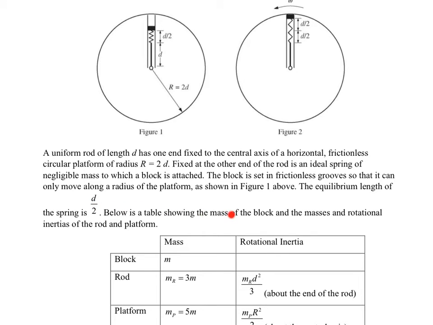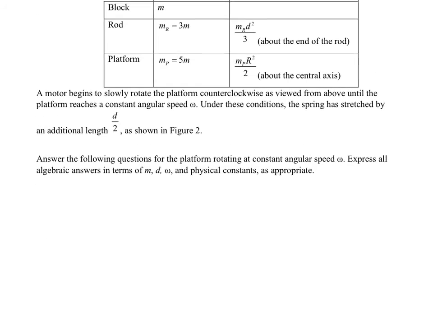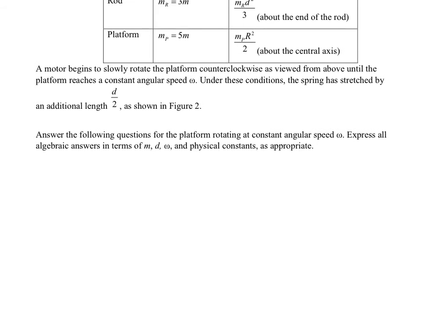Below is a table showing the mass of the block and the masses and rotational inertias of the rod and platform. A motor begins to slowly rotate the platform counterclockwise as viewed from above, until the platform reaches a constant angular speed omega. Under these conditions, the spring has stretched by an additional length d over 2, as shown in figure 2. Answer the following questions for the platform rotating at constant angular speed omega. Express all algebraic answers in terms of m, d, omega, and physical constants as appropriate.